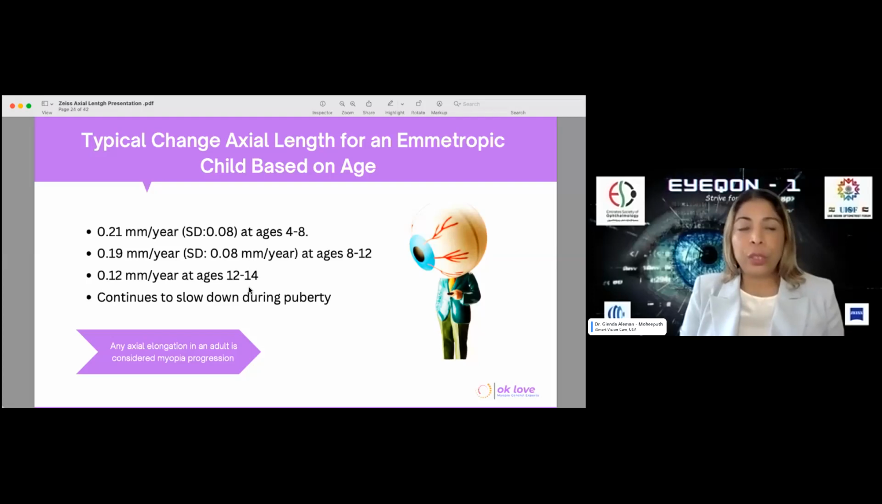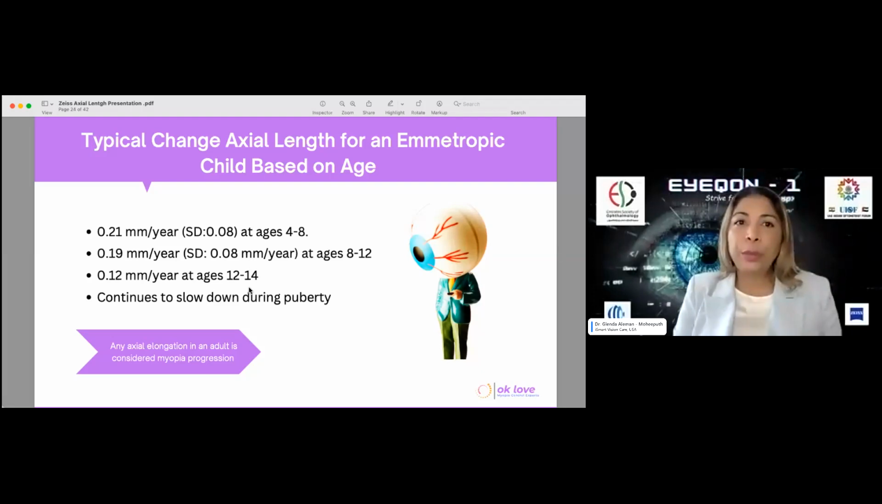So if I was treating that child, now I can use this information and show the parent and tell the parent the treatment is working as expected. Years ago, when I didn't have this information, I would just assume that all of that elongation was due to myopia progression. So this is very important to know.